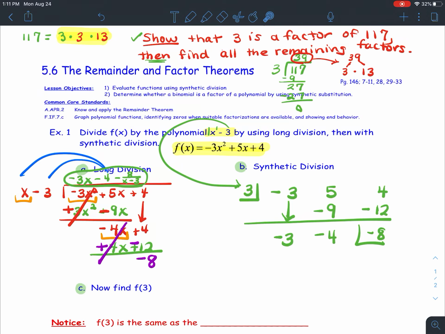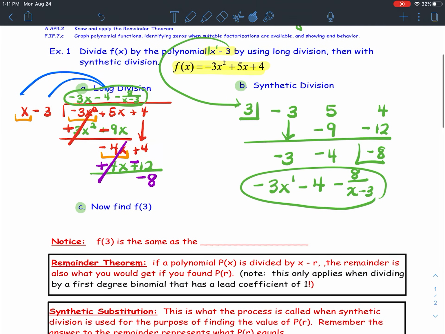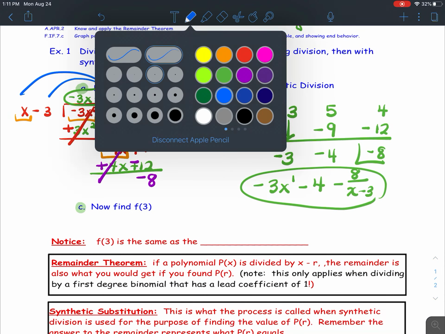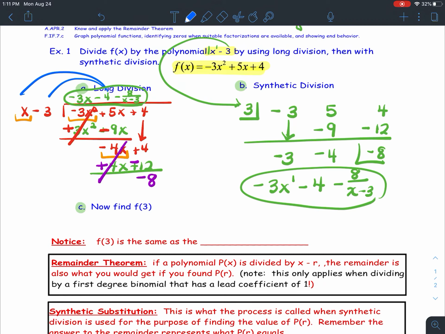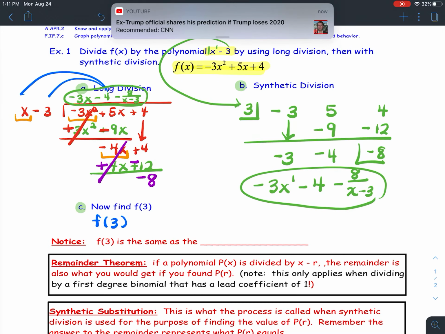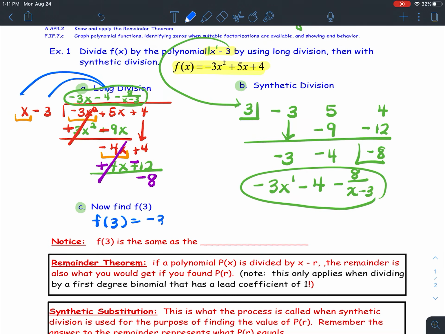Remember, your answer is always 1 degree less than the original problem. So since this started out as a quadratic, a second degree, then our answer should be first degree. This should be -3x to the first minus 4, and then minus 8 over x minus 3. And as you compare these two answers, you'll notice that they are identical whether we used long division or synthetic division.